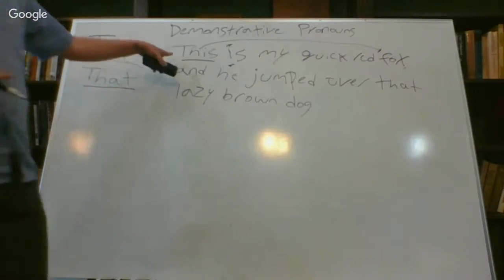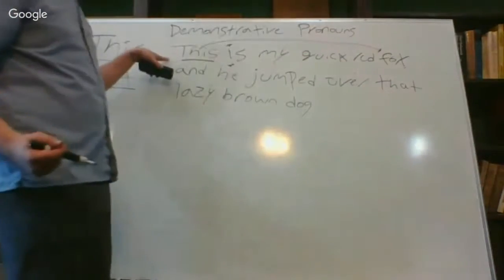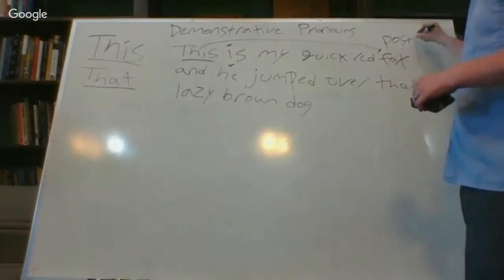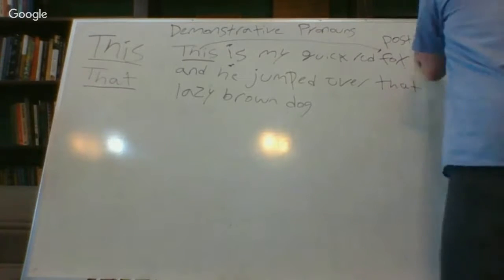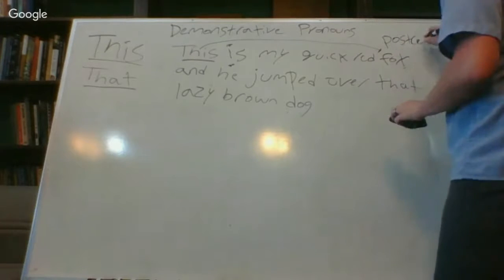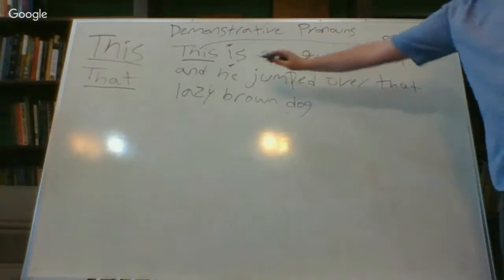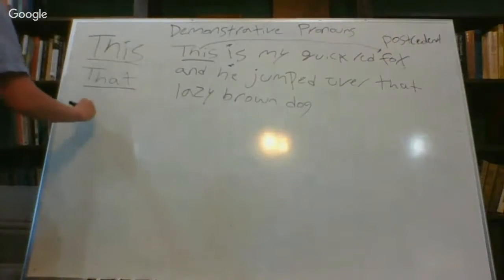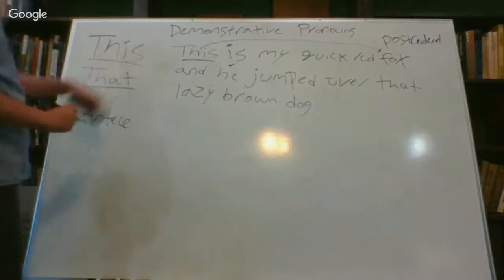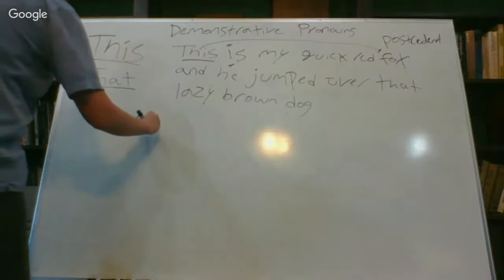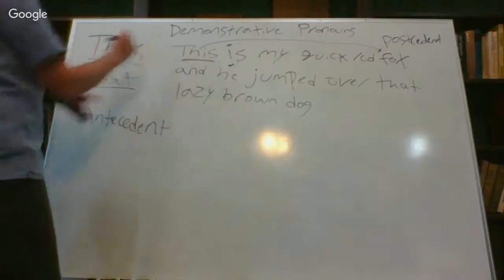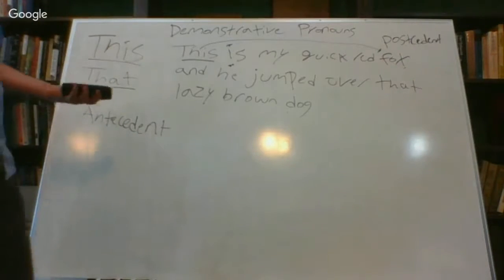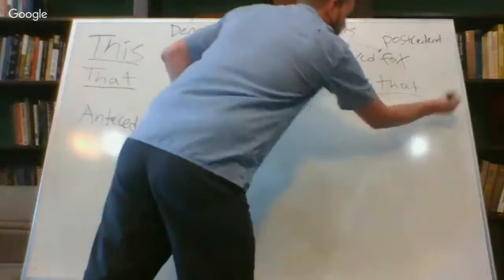And so what we would call this here, if the noun is after the pronoun, we would call this the postcedent. And so it comes after the pronoun. Now, if the fox was over here, we would call this the antecedent. It comes before the pronoun. And so then this would be referring to the antecedent noun. We use that a lot in English, but we also noticed that there was a that here, right?